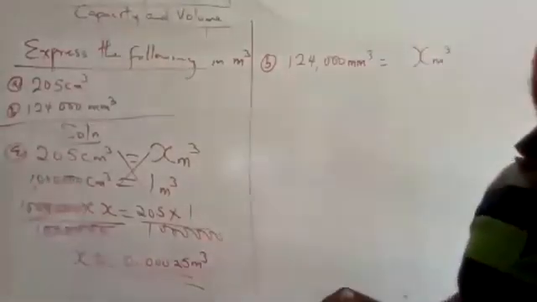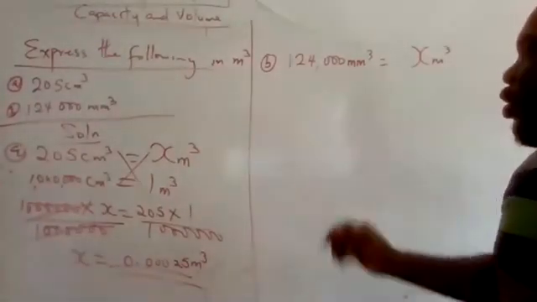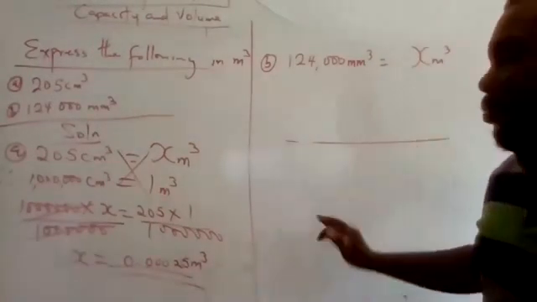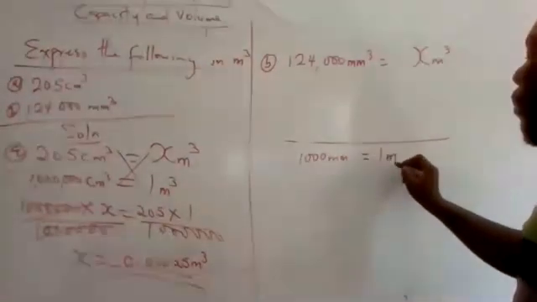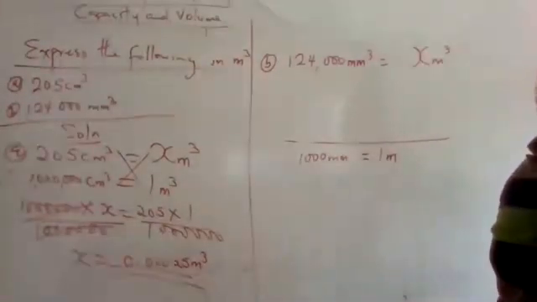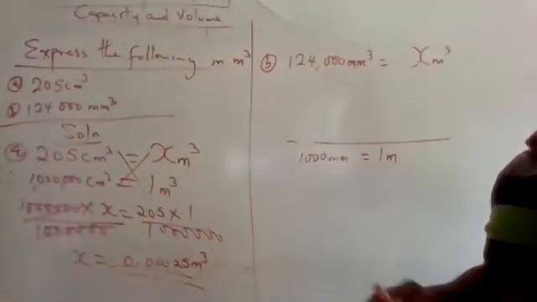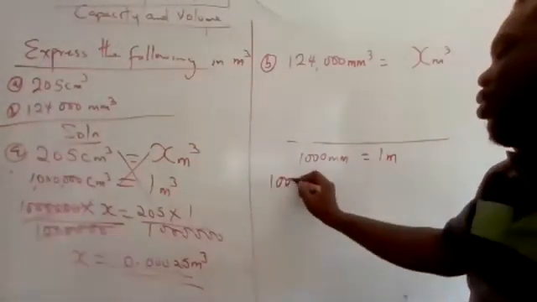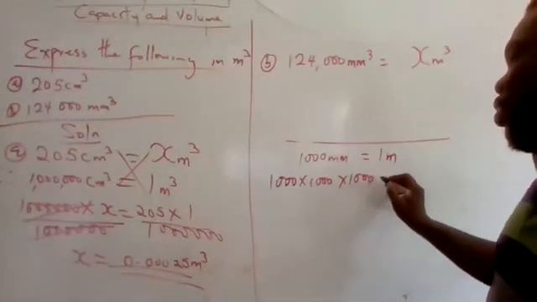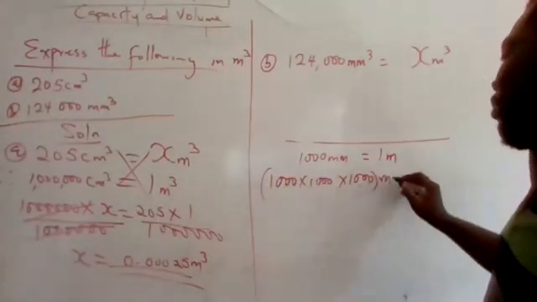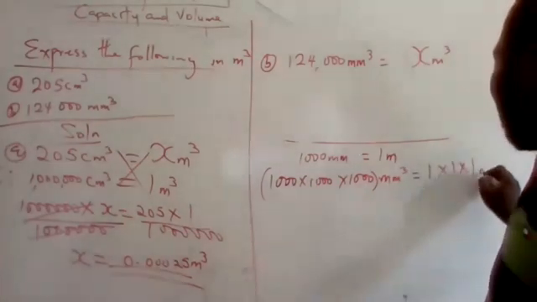Between millimeter cube and meter cube, how many millimeter cube? So remember what I told you before, that 1,000 millimeters will give us 1 meter. So if you now have millimeter cube, that would be 1,000 multiplied by 1,000 multiplied by 1,000. All of it will be millimeter cube. And that will give us 1 times 1 times 1 meter cube.